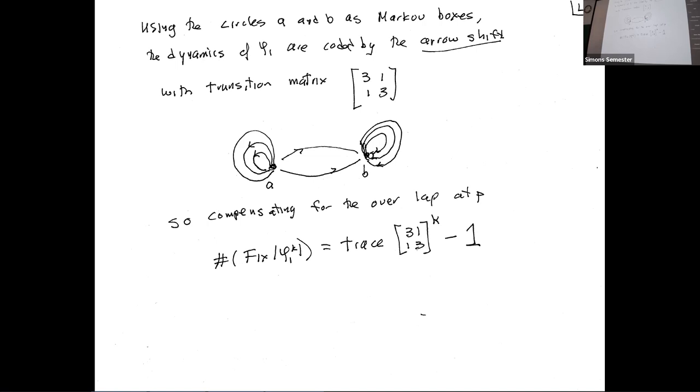All right, they're equivalent formulations. You could subdivide; if you did this as a vertex shift, it'd be an 8x8 matrix. So it's much easier to think about it like this. All right, so this tells us from standard dynamics that the number of fixed points of the kth iterate is the trace of the transition matrix minus 1. Now, where's the minus 1 coming from? It's coming from the overlap, right? The Markov partitions overlap at the vertex, and that's multiply counted.